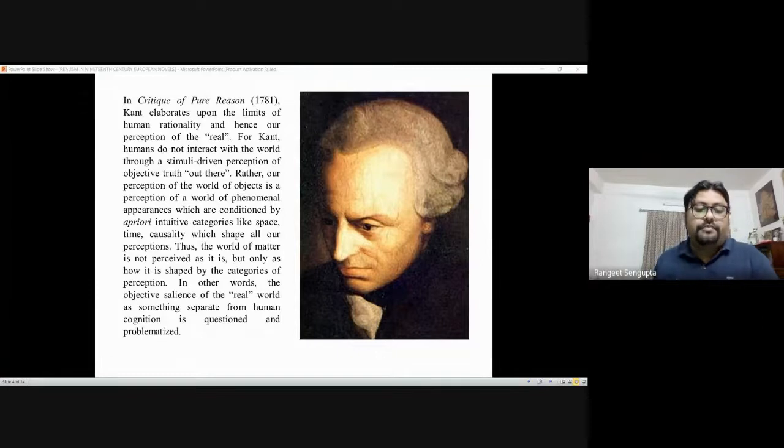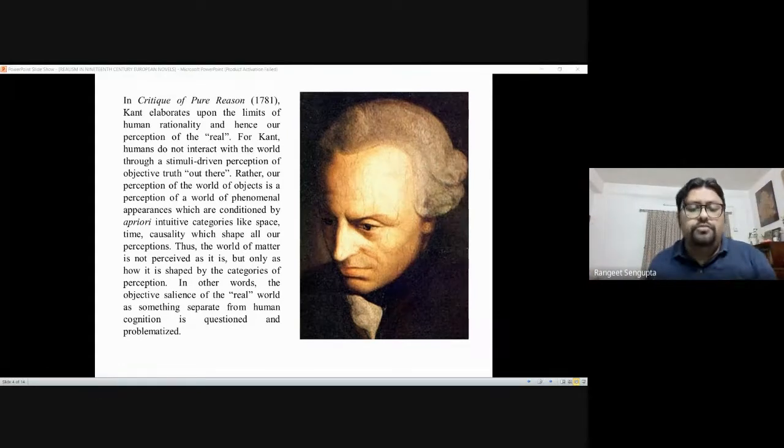Thus, when we are dealing with 19th century European novels in the context of their realist inflections, it is paramount for us to understand Kant's Copernican shift. Now, it's very difficult to summarize Kant, but we would stick to the basics. In the Critique of Pure Reason, published in 1781, Kant elaborates upon the limits of human rationality, and hence our perception of the quote-unquote real.